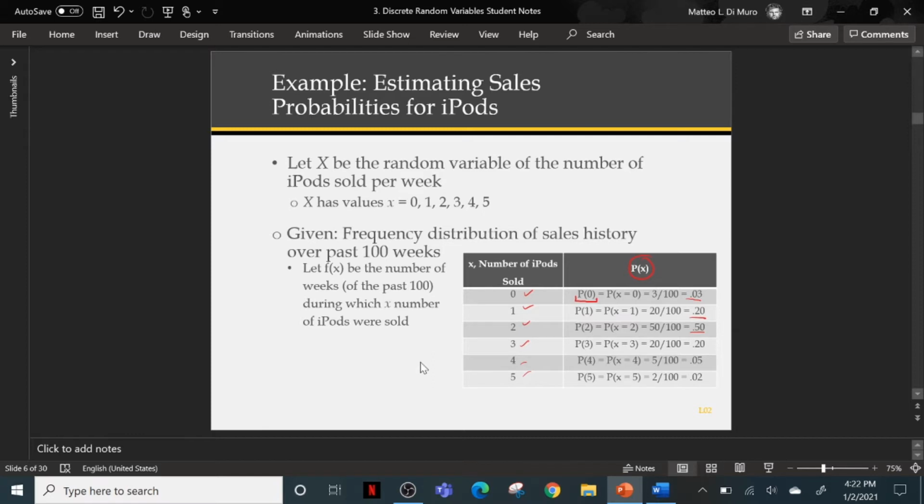Okay? So we're going to be using this to do a couple calculations in a moment. There's a couple other bullets you can read through here. It's just defining what X is, that X is the number of iPods sold per week. And it's just saying that it collected the data over 100 weeks.